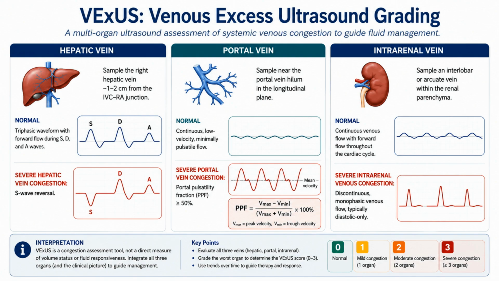The most important caution is that VEXUS is a congestion assessment tool, not a direct measure of total body volume, and not a fluid responsiveness test. It must be interpreted with the full clinical picture, including right ventricular function, pulmonary hypertension, ventilator pressures, and trends over time. Used well, it helps identify when the kidney problem is not lack of fluid, but venous pressure.